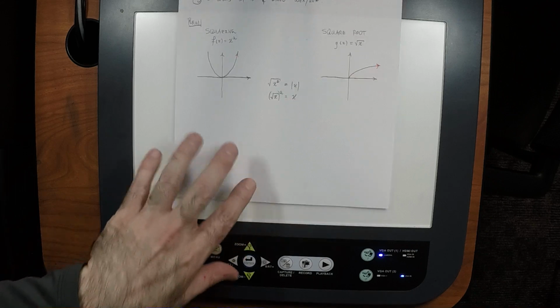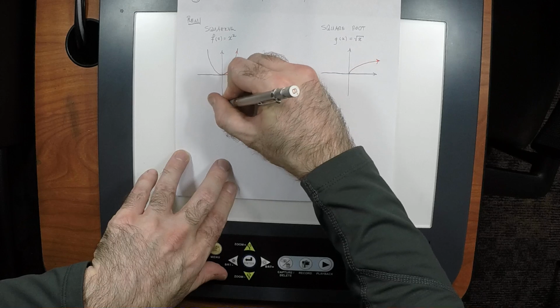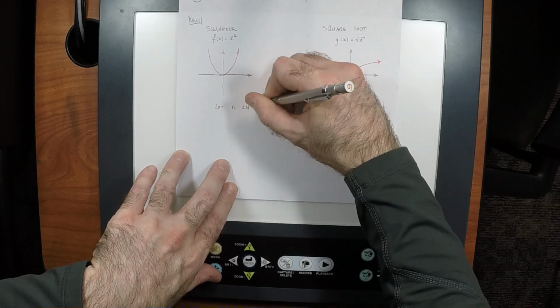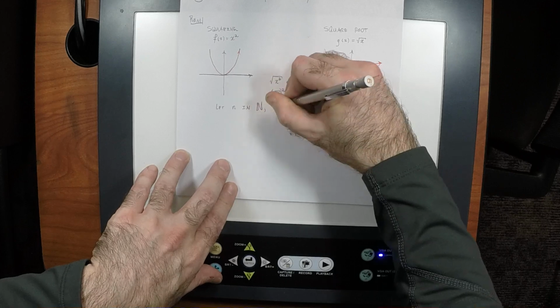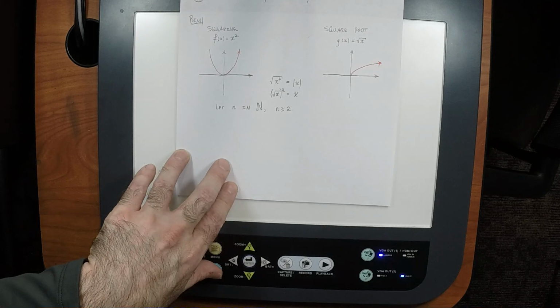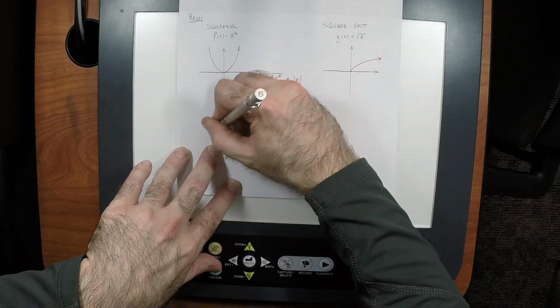All right, and generally speaking, if we let n, little n, be in the naturals with n greater than or equal to 2, then generally the pattern is this table.